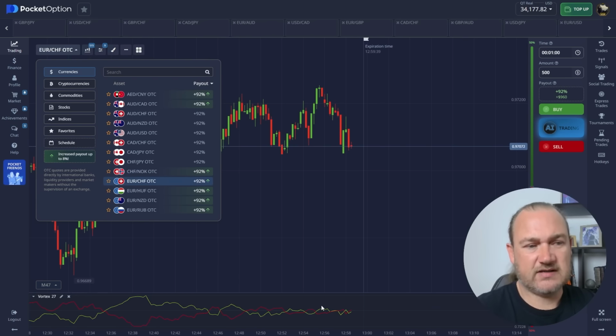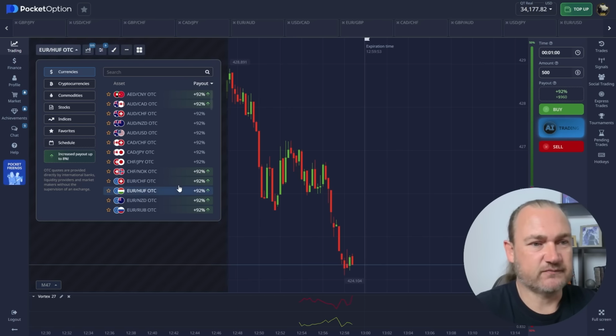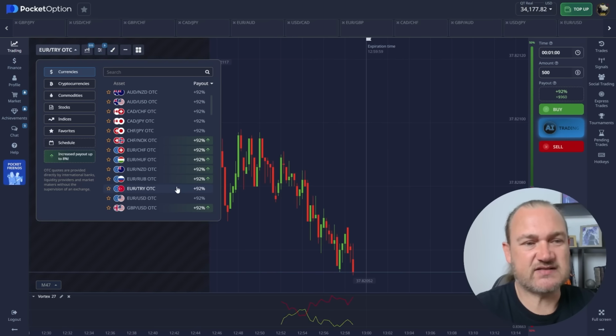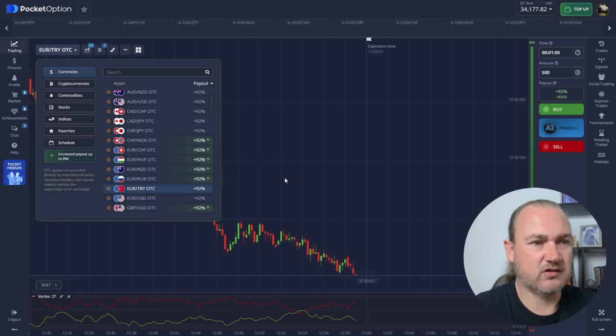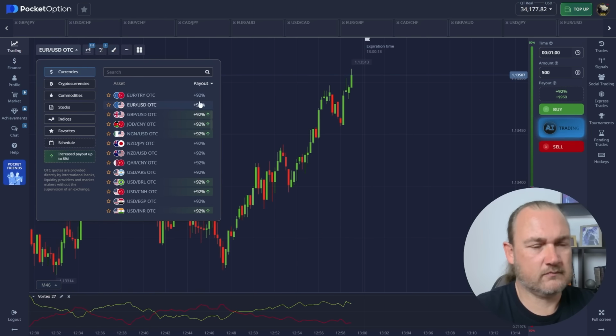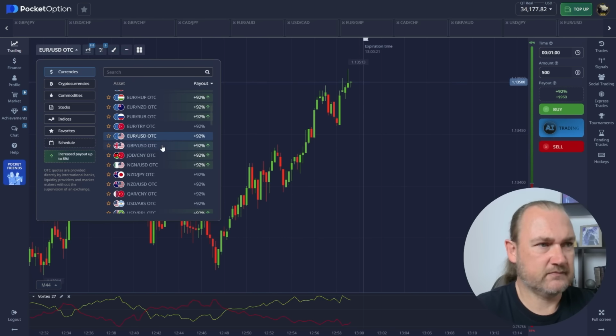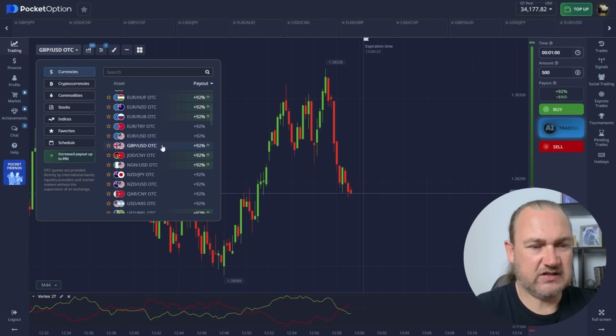I avoid assets where the vortex is crossing over regularly like this. I like to find assets where it pulls apart for quite a while and then comes back and turns over. Because it's a 15-second chart, we won't wait too long before we can find another entry. This looks like it might give us an entry soon, but soon will be in the next 2 or 3 minutes.